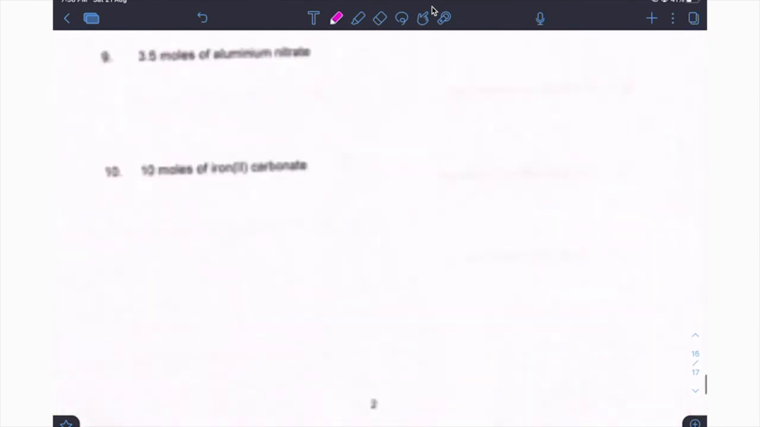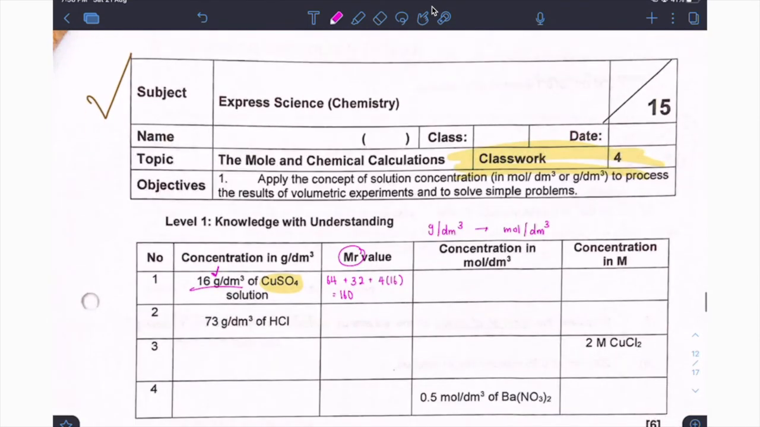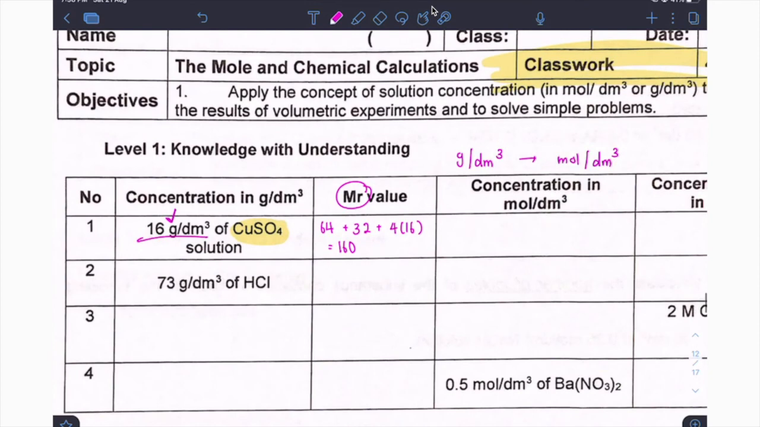Alright, so very simply, coming back to this question, they give you gram per dm cube. How do you calculate a concentration in terms of mole per dm cube? All you have to do is take the gram per dm cube value and divide it by the MR, which is 160. So your answer is just 0.1. I'm going to exercise good habit here by writing my answer in terms of 3SF.